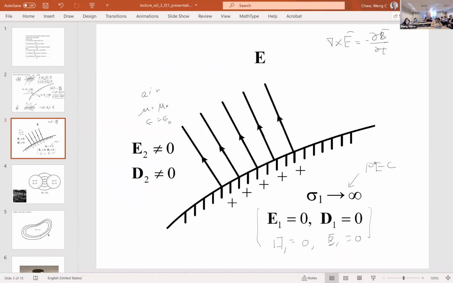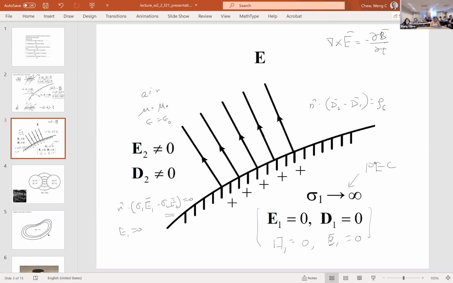Now if you have this interface between a perfect conductor and air, there have to be surface charges, and very rightly so, because the boundary condition is that n dot (D2 minus D1) is equal to rho sub s. And then we have n dot (sigma 1 E1 minus sigma 2 E2) must be equal to 0, but E1 is equal to 0, which means that the normal component of E2 is not equal to 0.